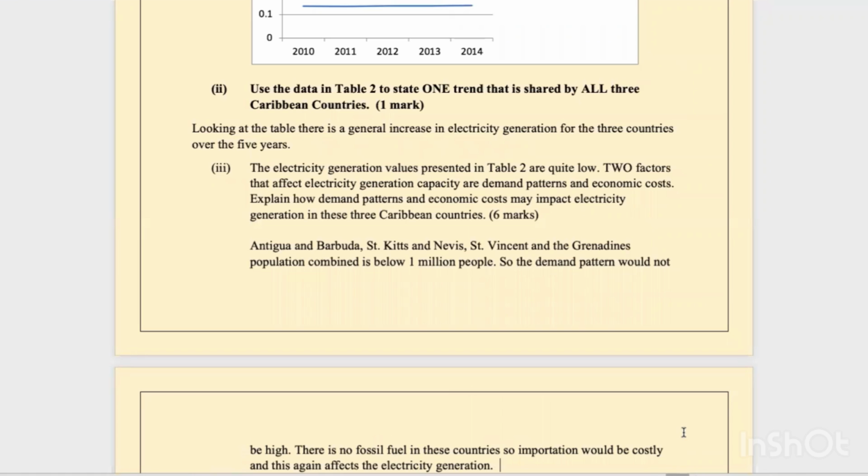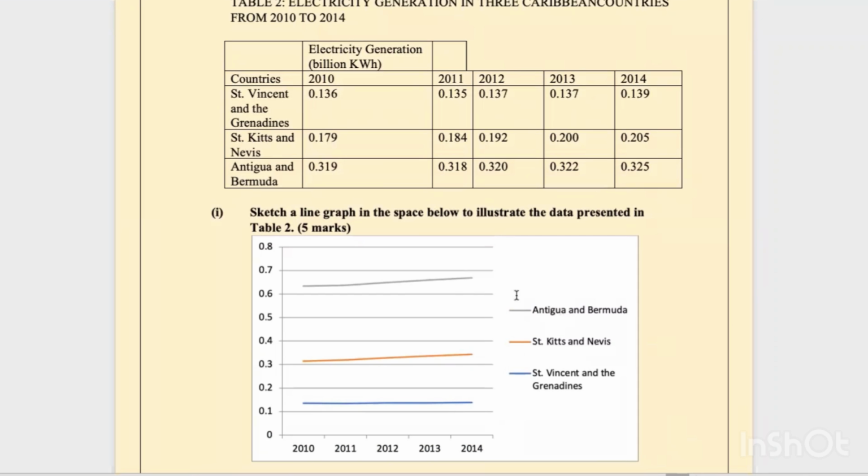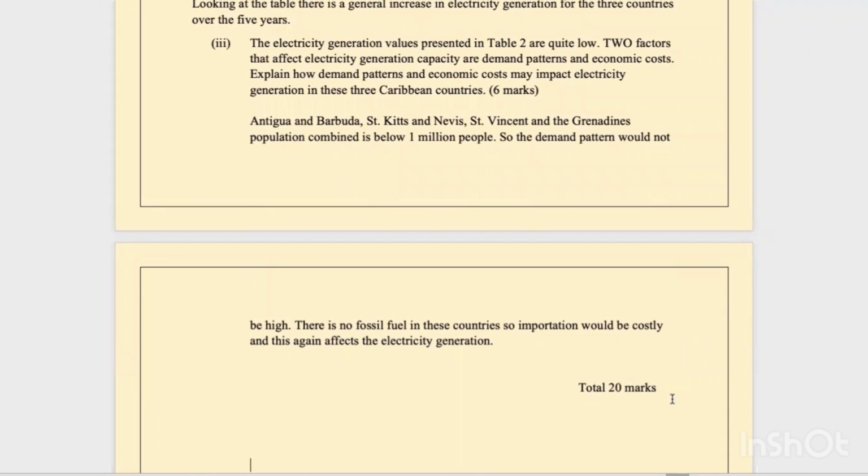It says use the data in table 2 to state one trend that is shared by all 3 Caribbean countries. What are you noticing here? If you look at the figures, for all the 3 countries, electricity generation is increasing as we go from 2010 to 2014, right? Next question. The electricity generation values presented in table 2 are quite low. Duh. 2 factors that affect electricity generation capacity are demand patterns and economic costs. Explain how demand patterns and economic costs may impact electricity generation in these 3 Caribbean countries.